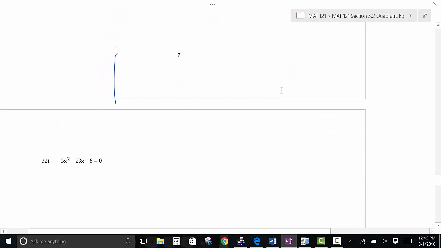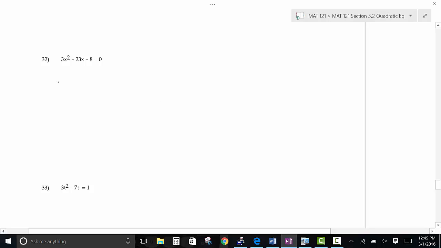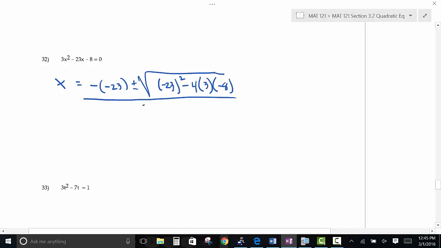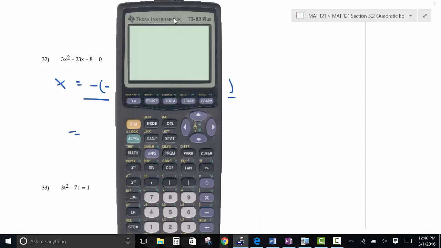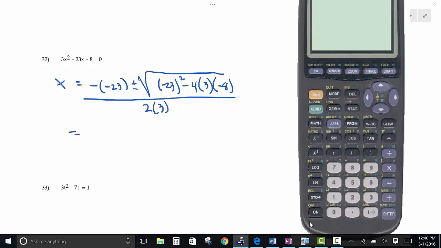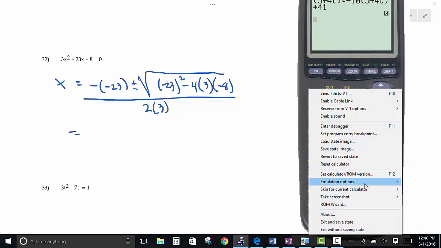Okay, all right. Let's move on to the next one, number 32. You're going to have x equals negative b, plus or minus the square root of b squared, and then 4ac, where a is 3 and c is negative 8, and then it's all over 2a, or 2 times 3. Okay? So let's see what we got on this. You can use your calculator when the numbers get fairly large to help you with this if you want to.